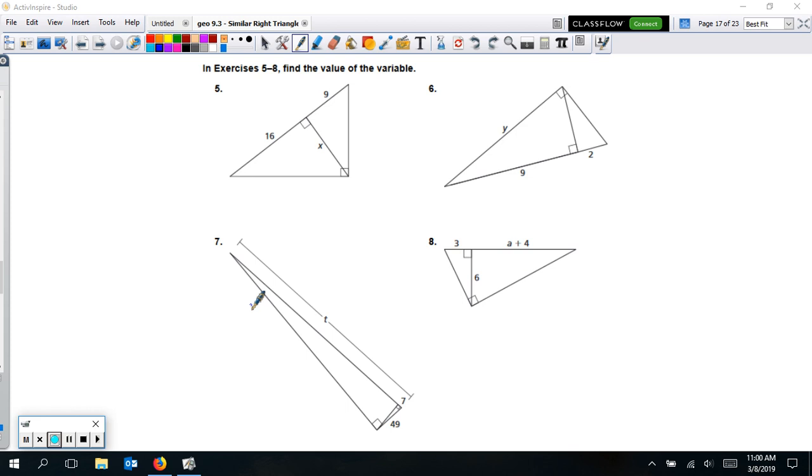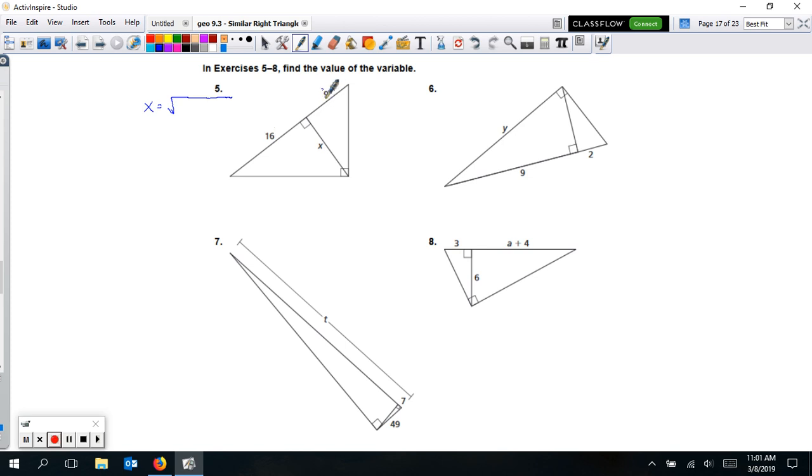Okay, so here's number 5, find the value of the variable. Our variable here is the altitude, so we're going to use the geometric altitude theorem. X is going to equal the square root. This is what we do for a geometric mean. We start off with x equals the square root of these two segments times each other.